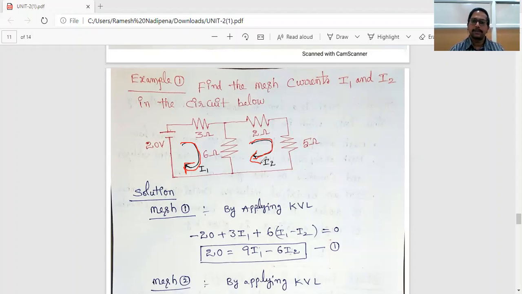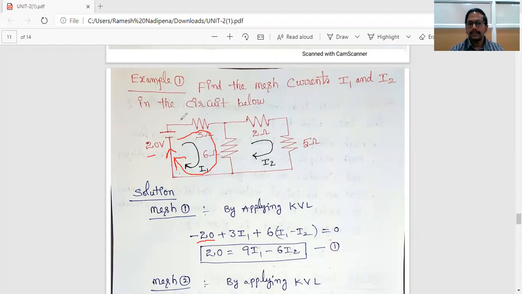Next, step number 3: apply KVL to each and every mesh of the given network. Let us consider the first mesh. This is the first mesh, and this is the current direction. Applying KVL to the first mesh, according to the current direction, the current enters the negative terminal of the 20 volts. That's why minus 20.